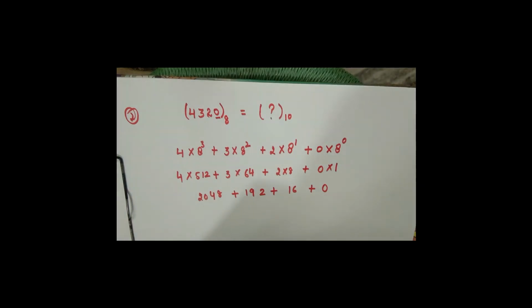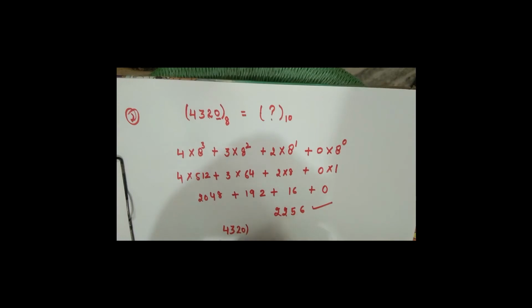2048. Now let's add it and the result will be 6 will come, 5 will come, 2, 2. So the decimal equivalent of my octal number 4320 is 2256. I hope now you are clear. Now you can convert octal number into decimal number.